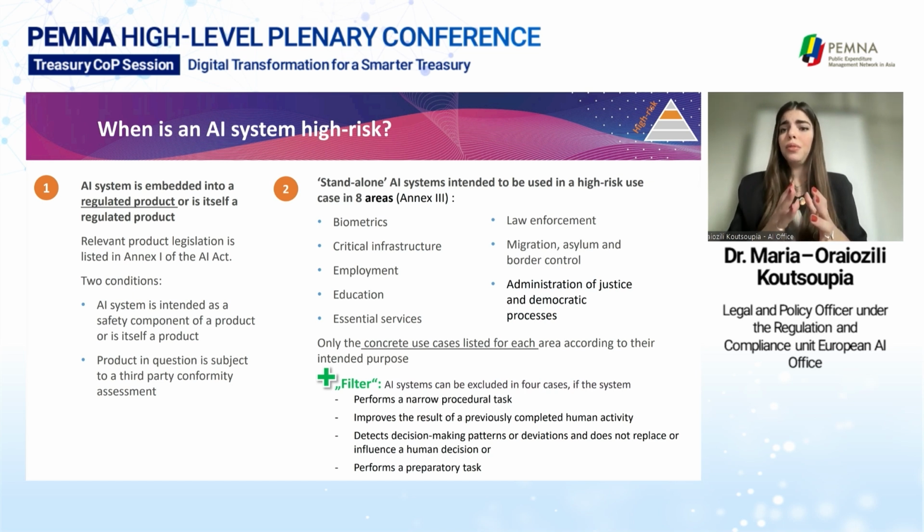There is, of course, a filter, we call it an exemption from the high risk. Not every AI in employment is high risk. If an AI is performing a narrow procedural task, so just to allocate the files in specific places, or improves the result of a previously completed human activity. Let's say that the employer decided 5 persons they want to hire, and you use AI to ask who has graduated in a specific law school or who has graduated in another school. That can be used if it detects decision-making patterns or deviations and does not replace or influence human decision. That means that just identifying some patterns doesn't make it high risk.